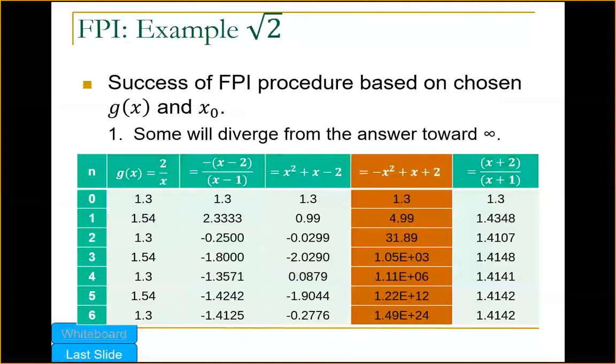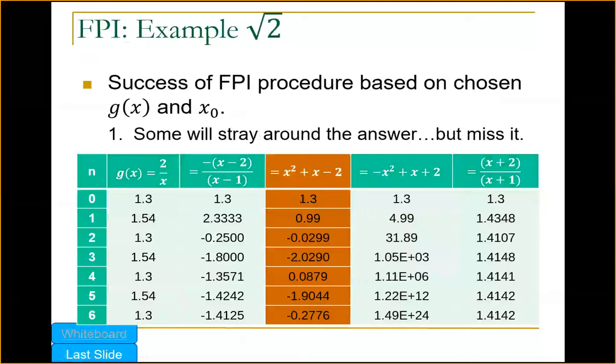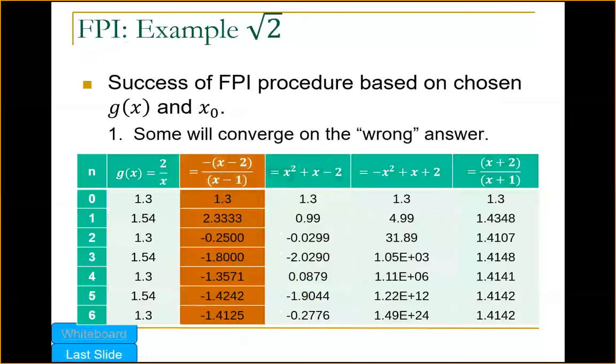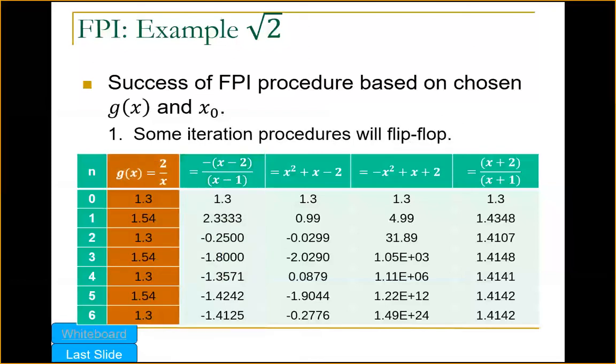This one really doesn't get to the answer. It oscillates. This one gets to an incorrect answer. Realize it's not true. I guess it's true. I mean, negative is also a square root, but if you want a positive one, this won't give you the positive one, it will only give you the negative one. And this one doesn't give you the answer either.